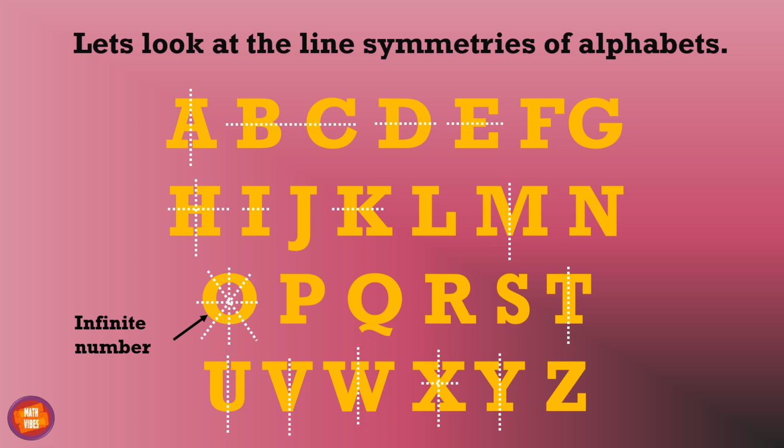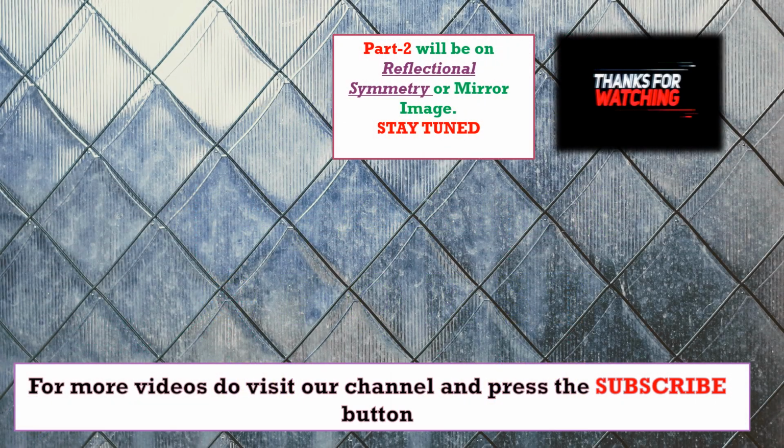Okay, if the O is made in an oval shape, then it will have only 2 lines of symmetry, but if O is made like a 0 shape, then it will have an infinite number of lines of symmetry, because then a 0 will be like a circle, and a circle has an infinite number of lines of symmetry. So here goes the definition of symmetry, that what do you mean by symmetry, and the line of symmetry.